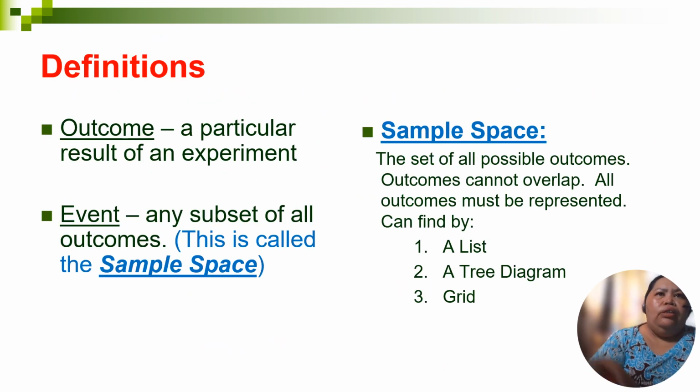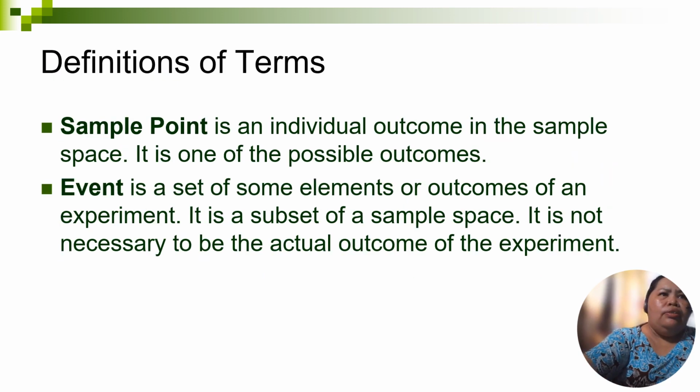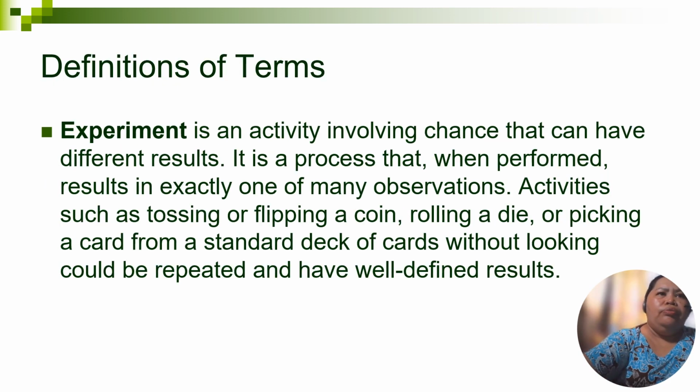Okay. Now, these are the terms that we are going to encounter in this lesson. So we have outcome, a particular result of an experiment, and event, any subset of all outcomes. So this is all called the sample space. The sample space is the set of all possible outcomes. Outcomes cannot overlap. All our outcomes can be represented by a list, a tree diagram, or a grid.